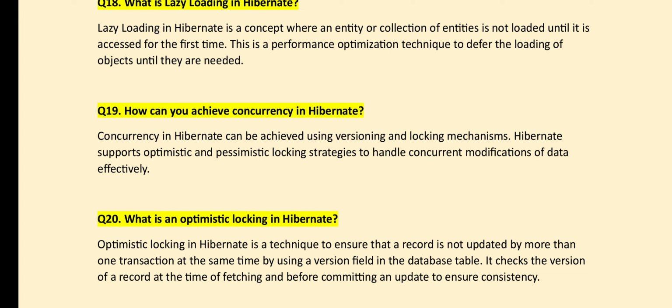What is optimistic locking in Hibernate? Optimistic locking in Hibernate is a technique to ensure that a record is not updated by more than one transaction at the same time by using a version field in the database table. It checks the version of a record at the time of fetching and before committing an update to ensure consistency.